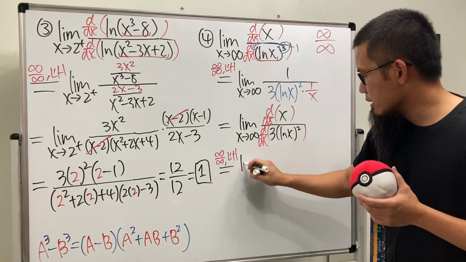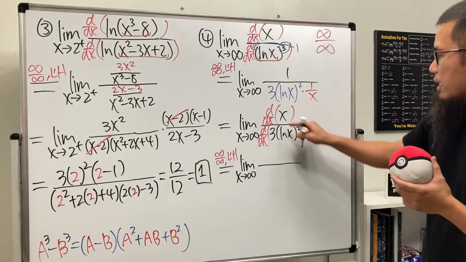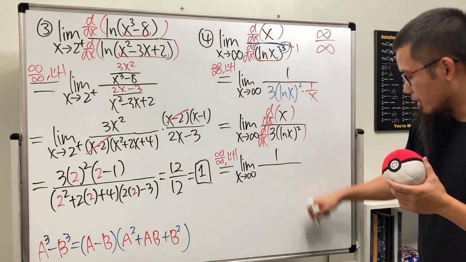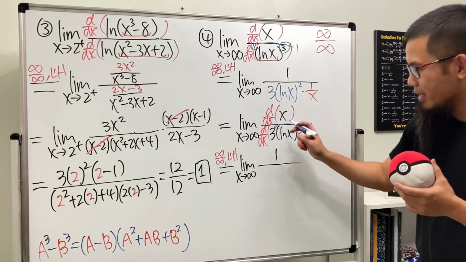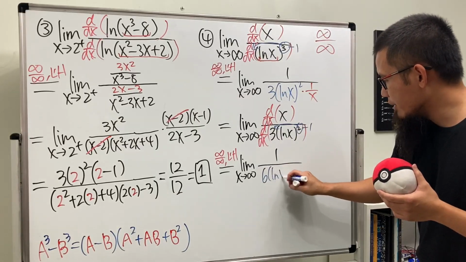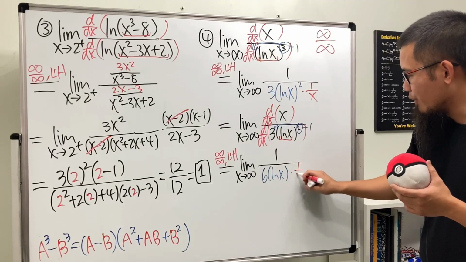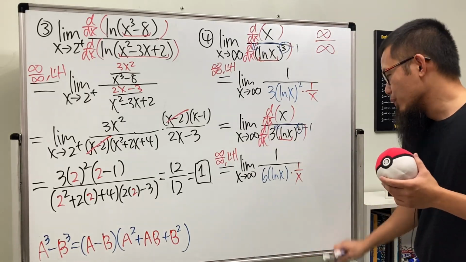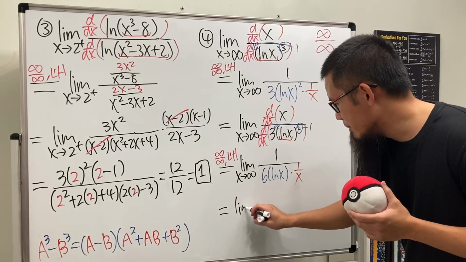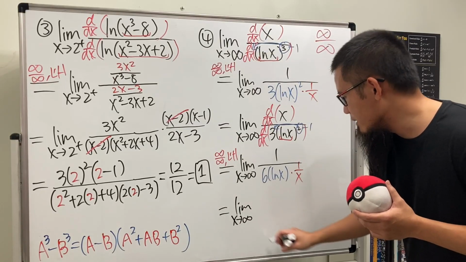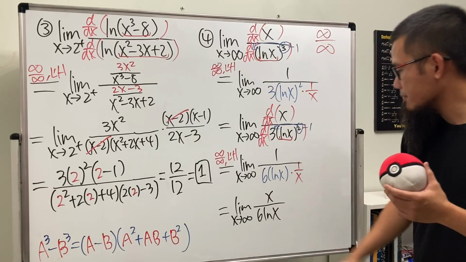Alright, so we are getting limit as x approaching infinity again. Same thing, this is 1. And this right here, blue marker again, put this to the front, minus 1, and we get 6 parentheses ln x to the first power times the derivative of this, which is 1 over x. Yes, we put this on the top again, right? So this right here, we get the limit as x approaching infinity of x over 6 ln x.